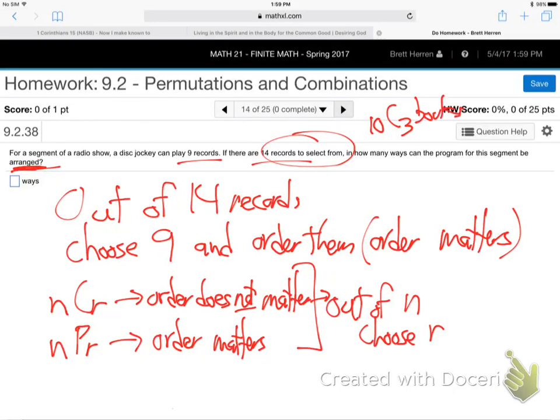Because it doesn't matter what order, right? You just pick the 3, throw them in your bag, and go on vacation. It doesn't matter what order you pick them in, which one was first or second or third.